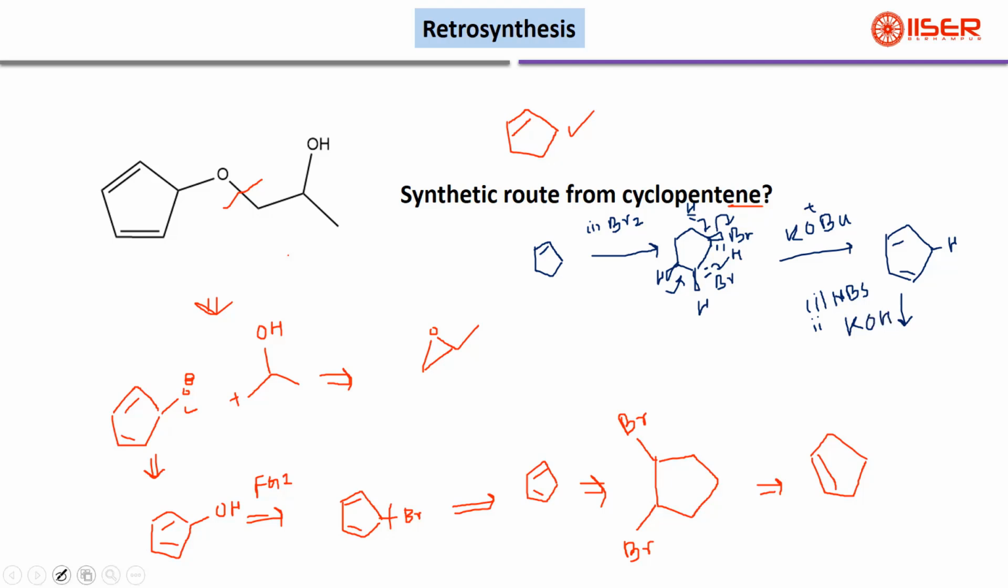Then we will get this one. In the next step, if we just react this one with our epoxide, we will get our desired compound. Okay. Forward synthesis, just try by yourself. I hope whatever doubt is there, it will be clear.